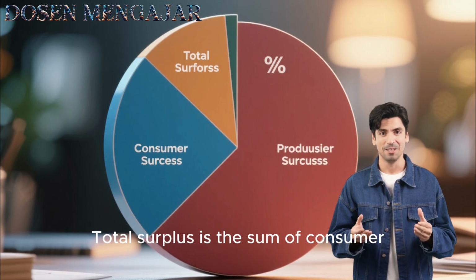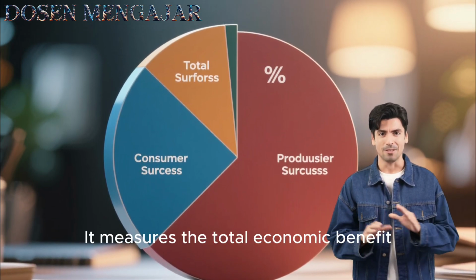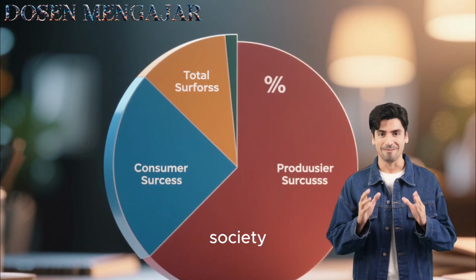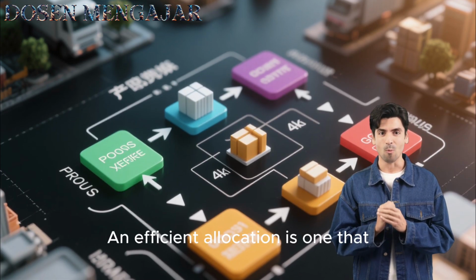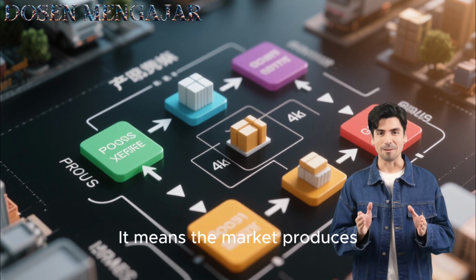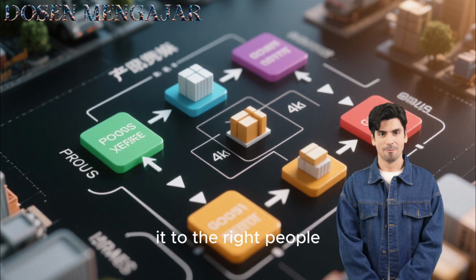Total surplus is the sum of consumer surplus and producer surplus. It measures the total economic benefit a market generates for society. An efficient allocation is one that maximizes this total surplus. It means the market produces the right quantity of a good and allocates it to the right people.